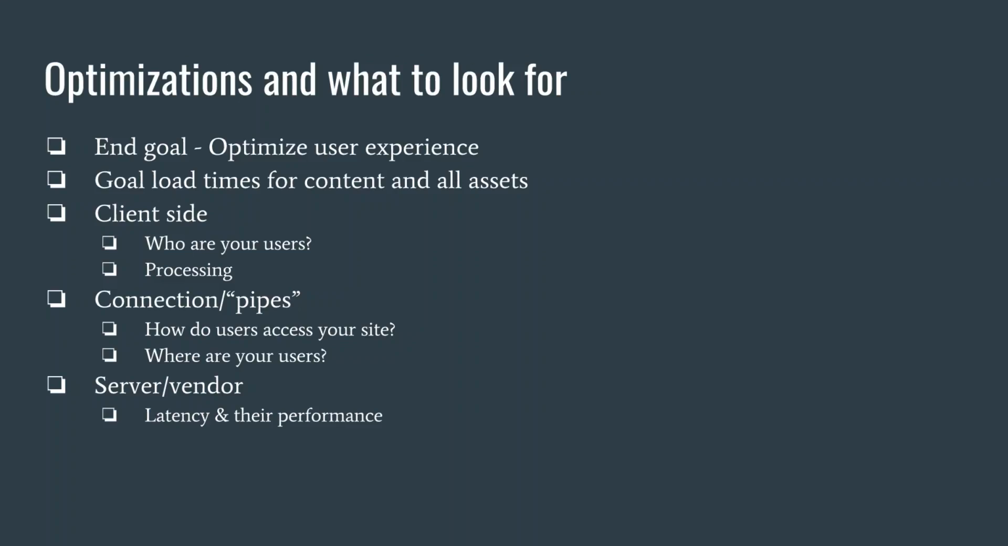Number two, what does processing look like? So on the client side, what type of browser are they using? Factor in the max number of requests that different browsers can handle at one time. Start looking at, okay, how many tags do I have on the page? How many requests is each tag sending?